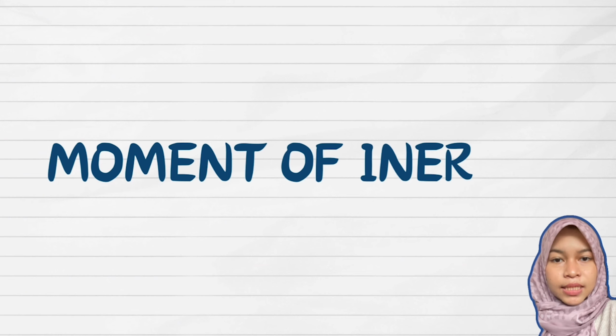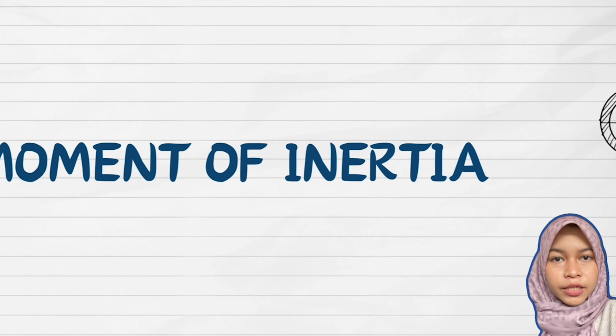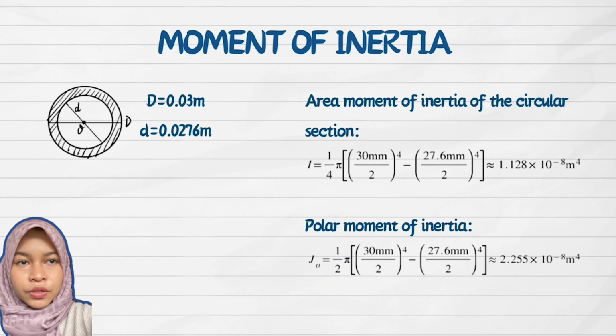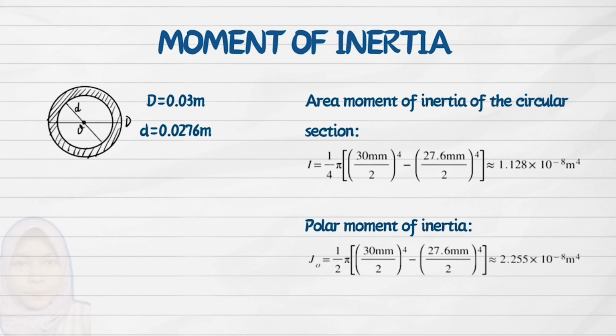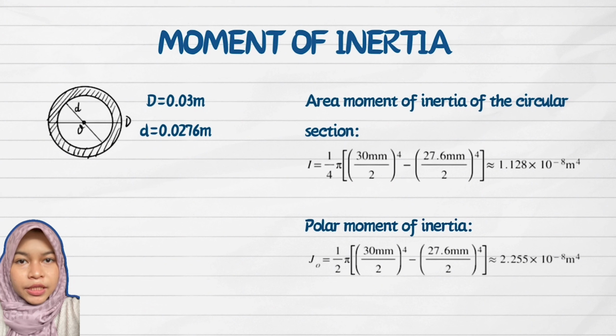The following static analysis is to determine the moment of inertia. All bars of the walking frame are the same in size and material, so we choose one bar to calculate the area moment of inertia and the polar moment of inertia. Given that the thickness of the wall of the bar is 1.2 mm and the diameter of the bar is 30 mm, we determine the area moment of inertia of this circular section by employing this formula, and we'll get 1.128 times 10 to the power of -8 meters power 4 approximately. Then, to determine polar moment of inertia denoted by G0, we use this formula and get 2.255 times 10 to the power of -8 meters power 4.